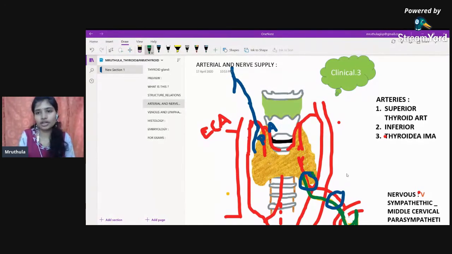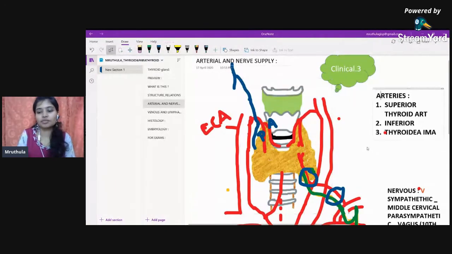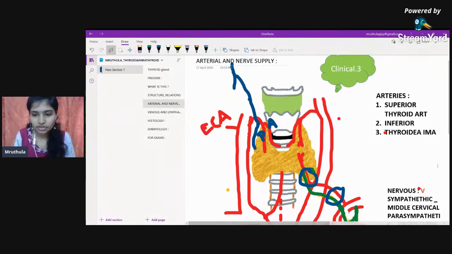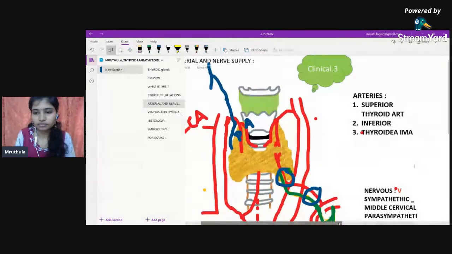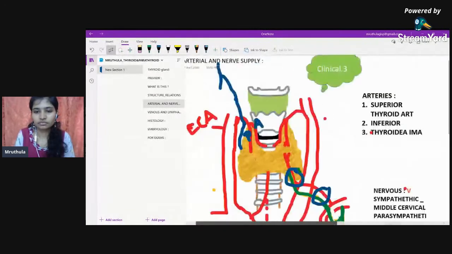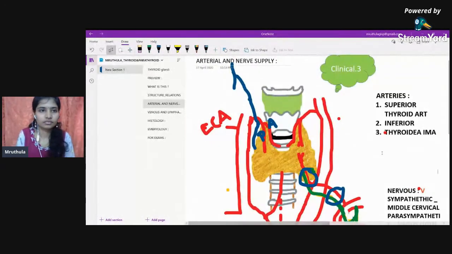Right. So that is the important clinical correlation here. This is one thing which you should always have in your mind, because such questions will be repeatedly asked to you when you go to postings, when you go to your final year. All the time, this is a common question which is asked. Okay. Now that is about the arterial and the nerve supply.